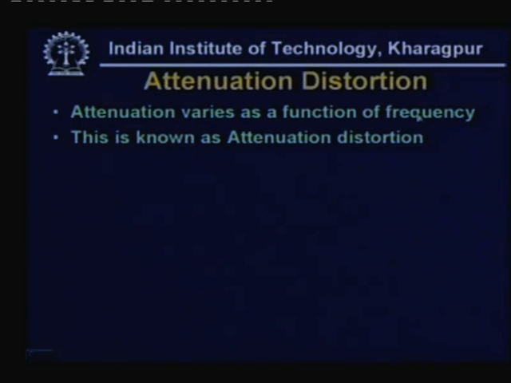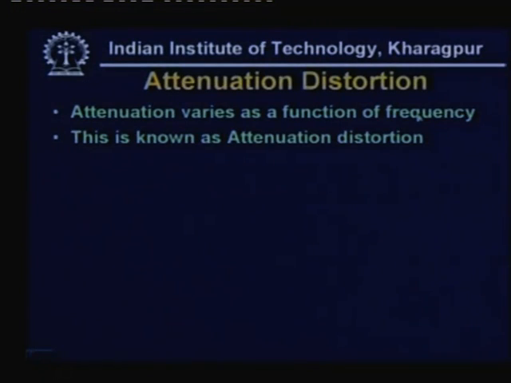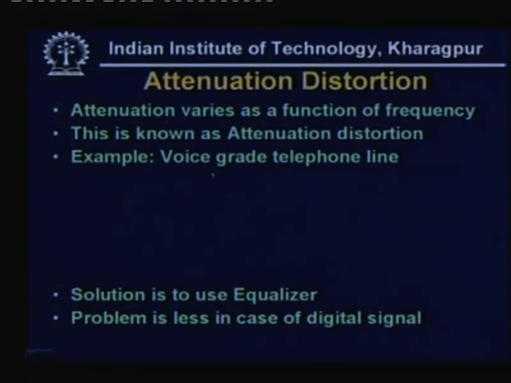Now apart from attenuation, I mean bandwidth limitation, there are other kinds of distortion the signal will suffer. One of them is known as attenuation distortion. Why does attenuation distortion occur? If the attenuation of the medium varies with frequency, this leads to attenuation distortion. Let me explain with the help of a voice grade telephone line.